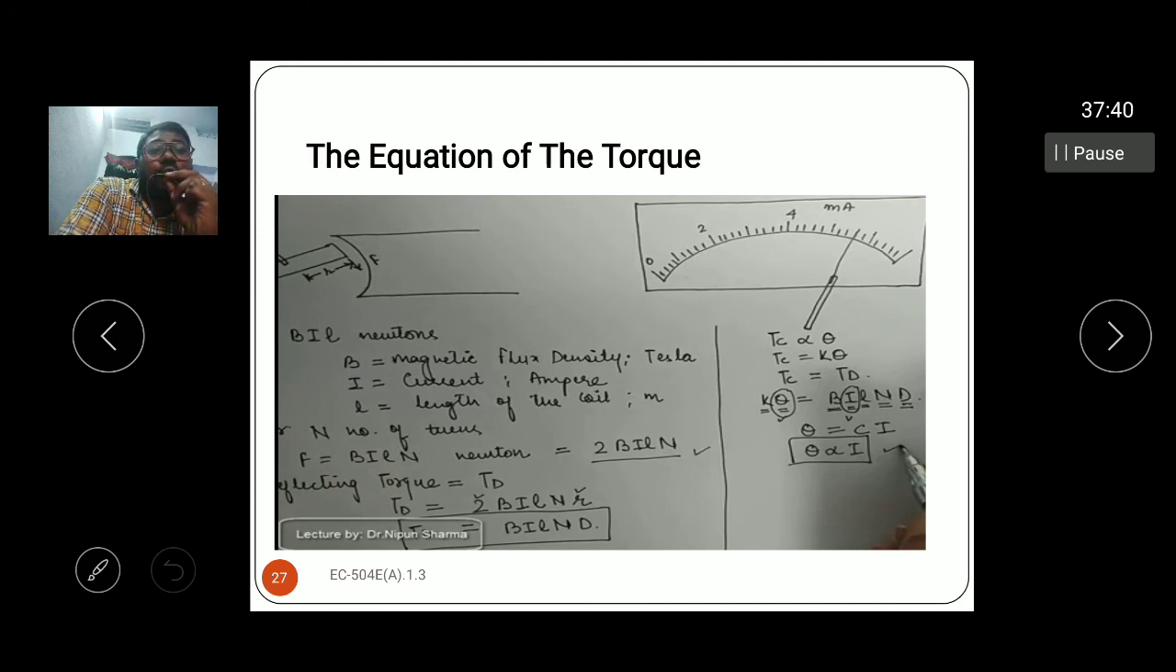Here only two variables vary: one is theta, another is the current. That means the deflection angle theta is proportional to current I. That is, theta is equal to some constant C into I. In this way we have calculated the torque equation for the PMMC meter.